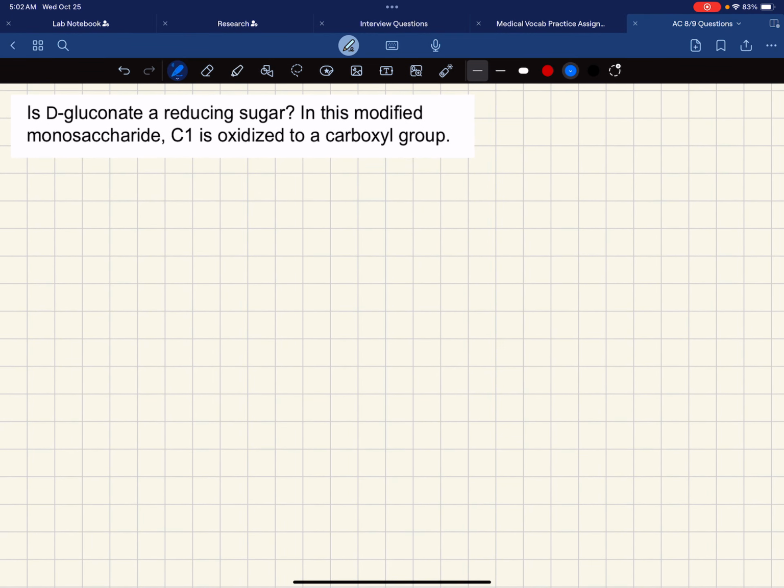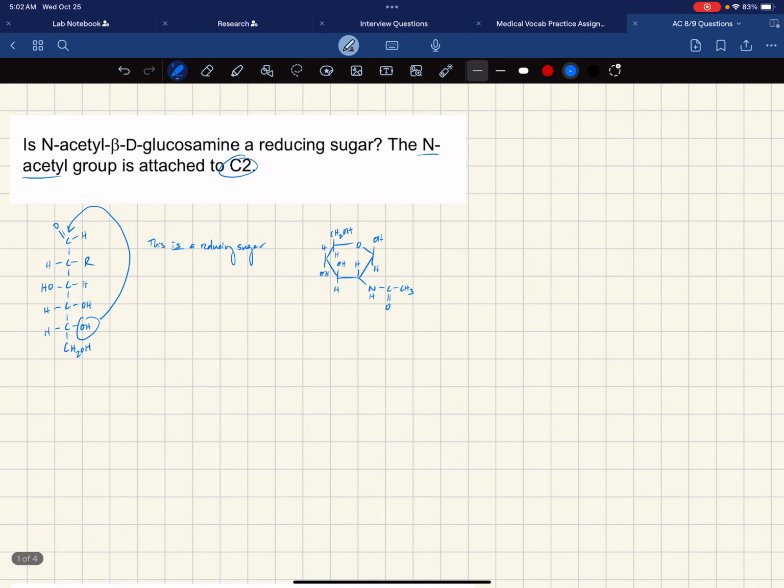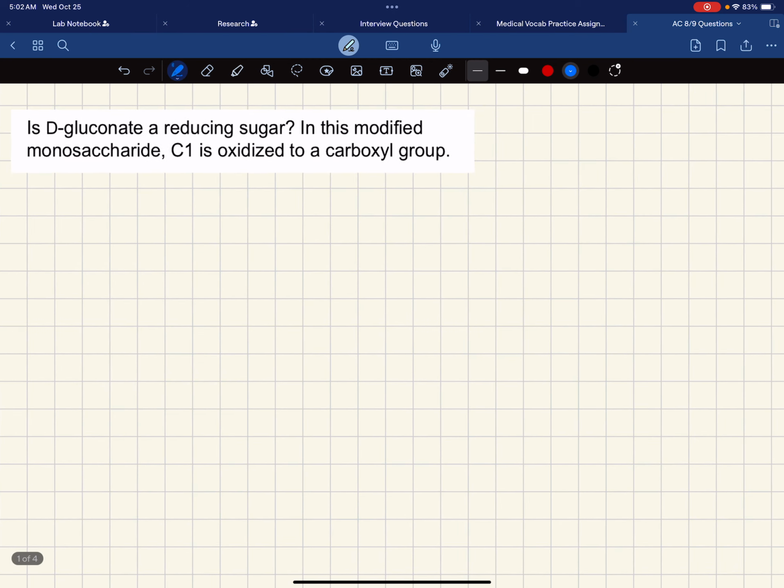So this is similar, but over here he's asking about D-gluconate. And so if I draw D-gluconate, it'll look similar to my glucose, but he's saying that the C1 is oxidized to this carboxyl group. So instead of an aldehyde there, we have a carboxyl, and then we have glucose as normal.